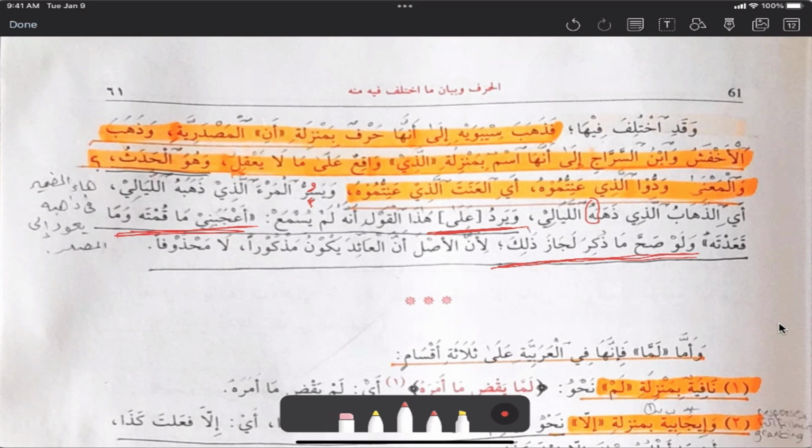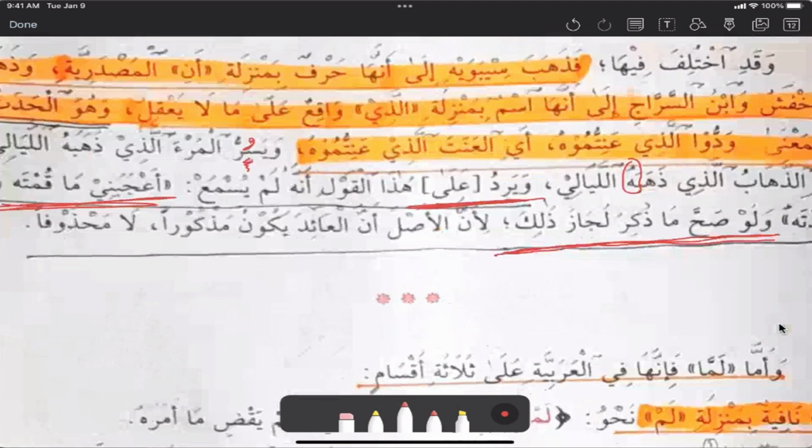لأن الأصل أن العائد يكون مذكورا لا محذوفا. And the problem here is what this pronoun that I couldn't translate for you refers to, what it goes back to. They're implying it. They're intending something that they're not saying, and then they put a pronoun that goes back to something they're not saying.